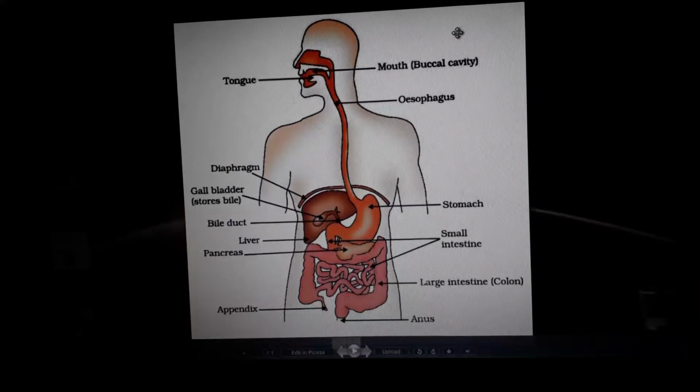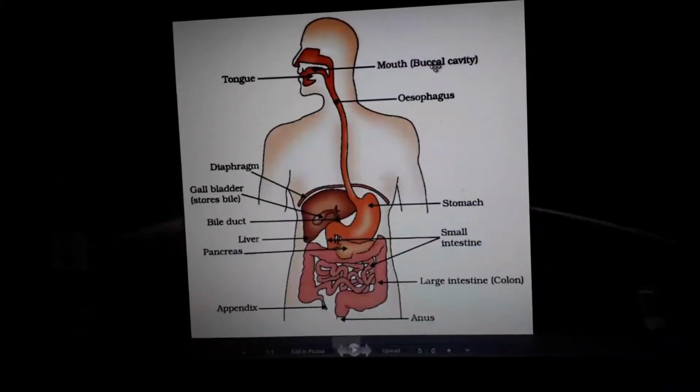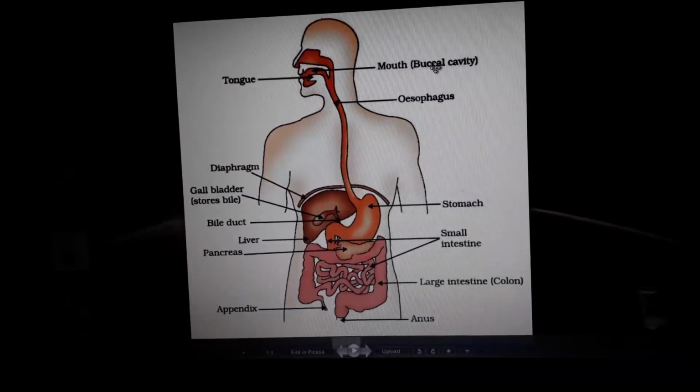Okay kids, I think that's the end of today's session. Almost half an hour finished. So next day we will meet for the next part of this human alimentary canal or digestive system, to study each part's duty in detail.